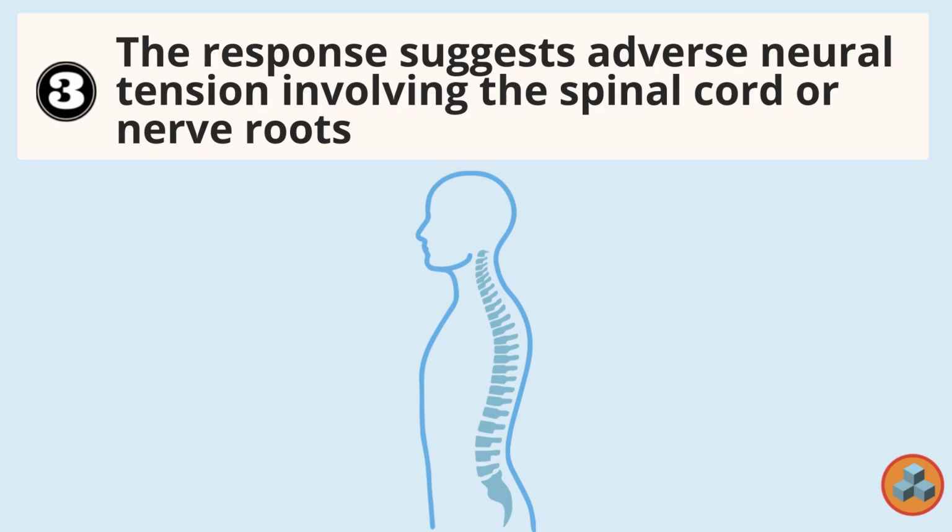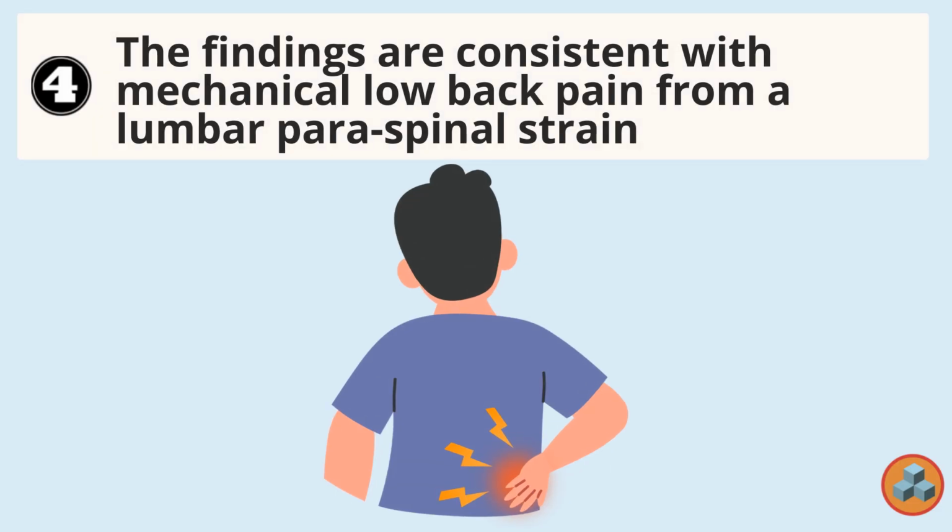Option 4. The findings are consistent with mechanical low back pain from a lumbar paraspinal strain. A lumbar paraspinal strain causes localized pain in the low back region due to muscle injury or overuse. It might cause some stiffness or discomfort with movement, but it would not produce posterior leg symptoms, and it certainly would not be influenced by cervical flexion and extension. Remember, muscles in the lumbar spine have no anatomical connection to the cervical spine that would explain symptom changes with neck movement. This option simply doesn't fit the clinical picture.